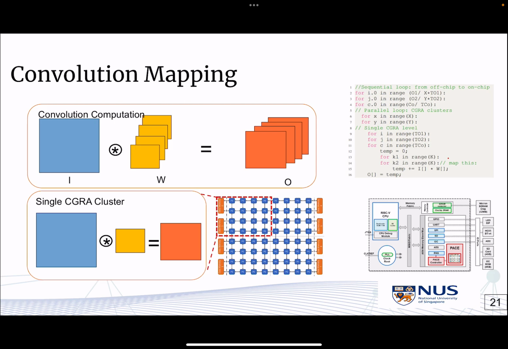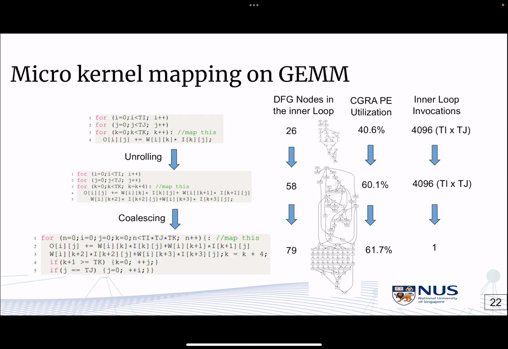This is just one instance of multiple such tiling strategies. The main focus of this work is how we map each of these kernels onto one CGRA cluster. This is a GMM kernel in its original form. We have three for loops, and in the first figure we annotate the inner loop to map on the CGRA.